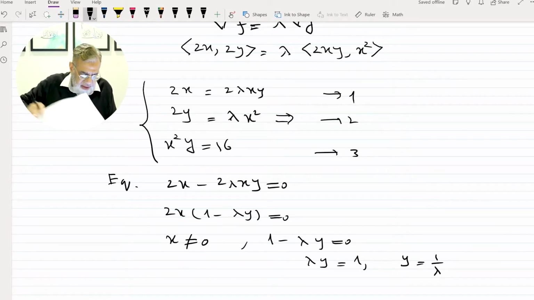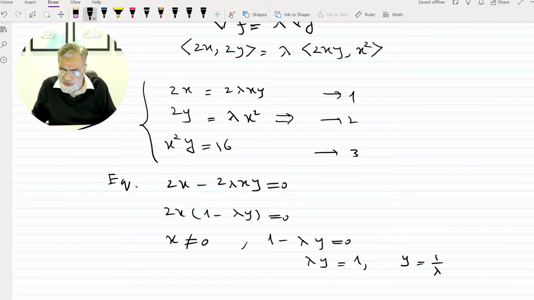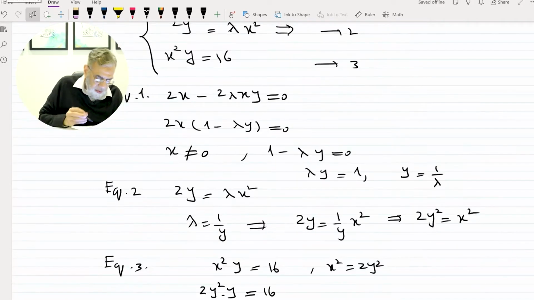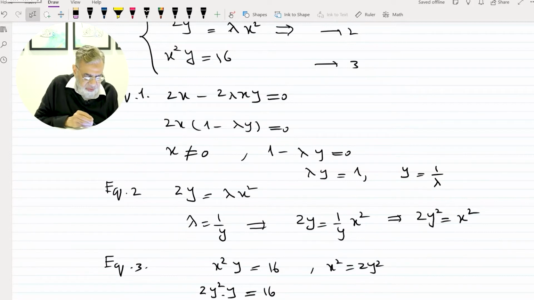Using this, we go further and use the second equation, equation 2, in which we have 2y equal to lambda x squared. We have found the value of y is equal to 1 upon lambda. So putting the value of lambda as 1 upon y, we get 2y equal to x squared upon y, and multiplying by y, we get 2y squared equal to x squared.